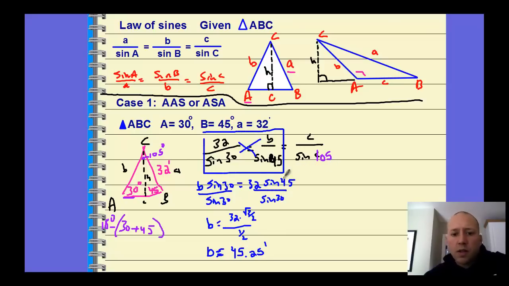And then c, we've done similar. Now I found b, but this is an approximate answer. I did not write the exact answer, so it's approximate. So I would not use that ratio to find c. I would go back and use the 32 over sine 30 and set that one equal to c over sine 105 to find c. And if you did that, you'll find c is 61.82 feet for little c. And so then we have all three of the sides. So we have c, b, and we are given a. And then we have the three angles, A, B, and then we found C to be 105.